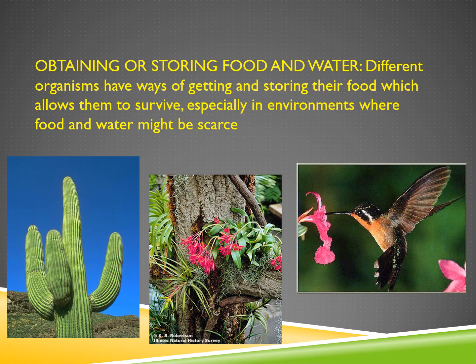And then obtaining or storing food and water. These are more examples of adaptations. Hummingbirds have this really long beak so that they can get the food that's inside of this really long flower. These two plants are able to store water for really long periods of time, especially this cactus, because it lives out in a desert where it doesn't rain very much. So it has to be able to store its own water, otherwise it would die because it wouldn't have enough water.